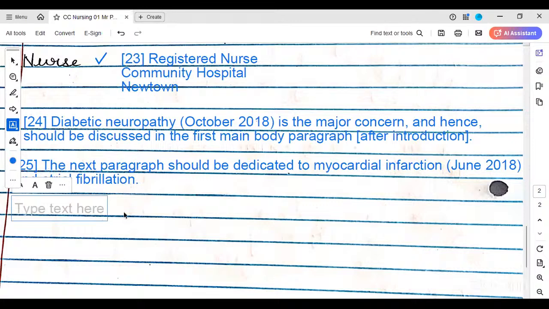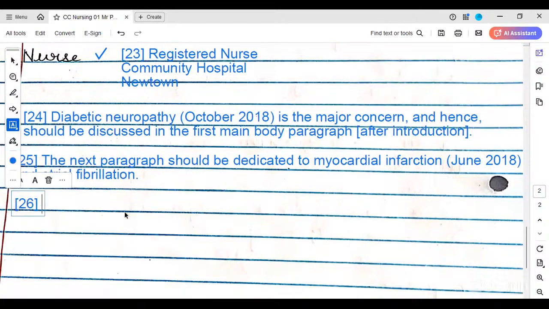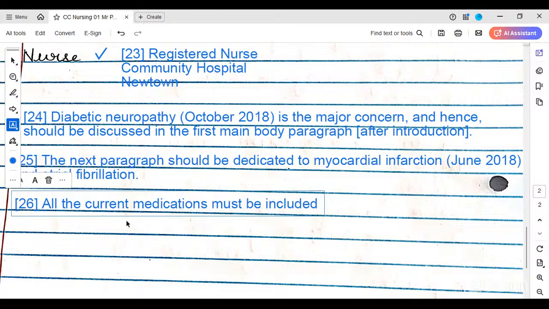Next, the 26th point is all the current medications should be included. He is non-compliant with medications, so all the current medications must be included, remember that, for the follow-up action plan. You know why? Because this is a genuine case of non-compliance.